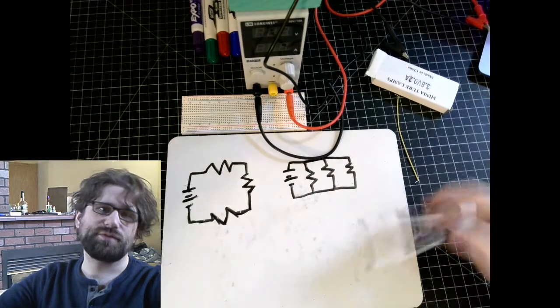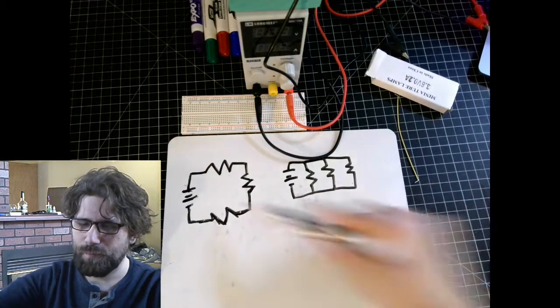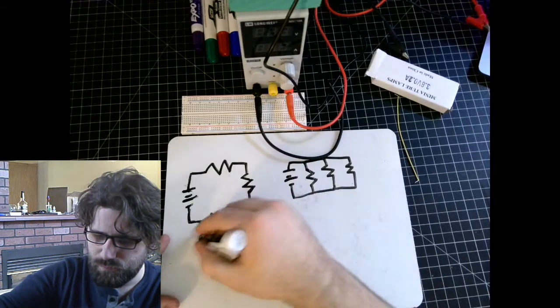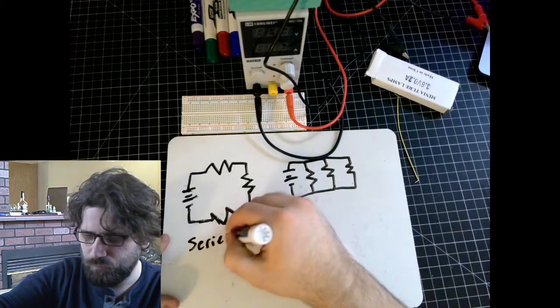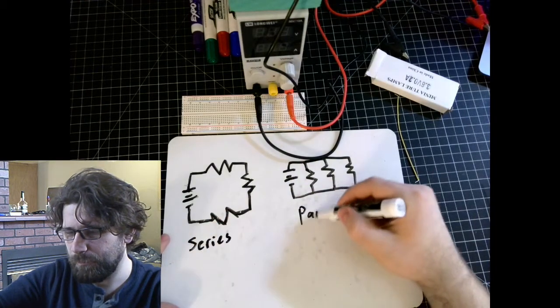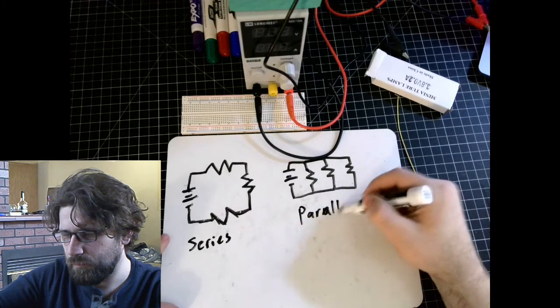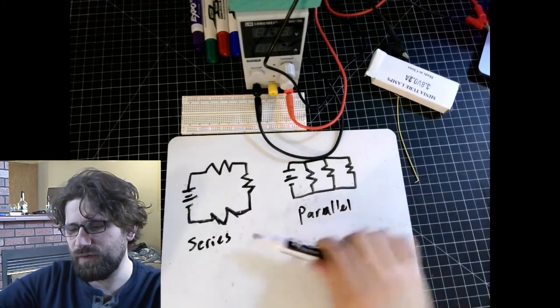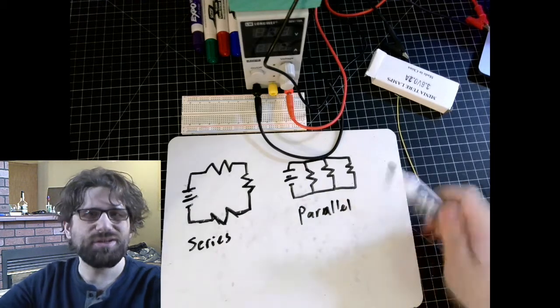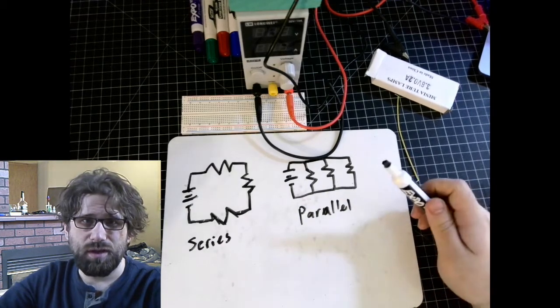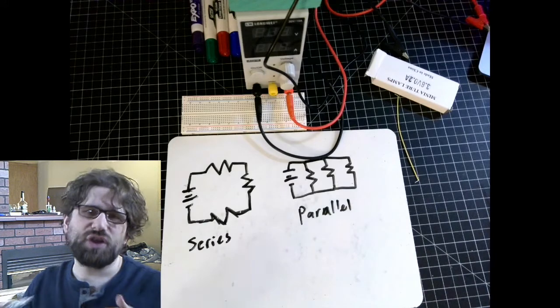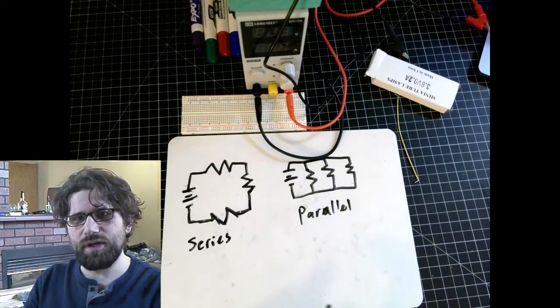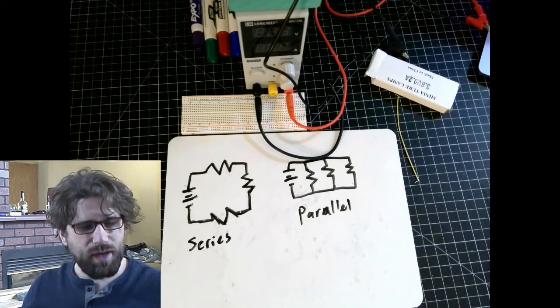We have our two types of circuit configurations set up here. We have series, we have parallel. Now, I've always found it really helpful, in order to visualize the difference between these, to actually set up a circuit and see how it changes between these two configurations. So let's go ahead and do that.